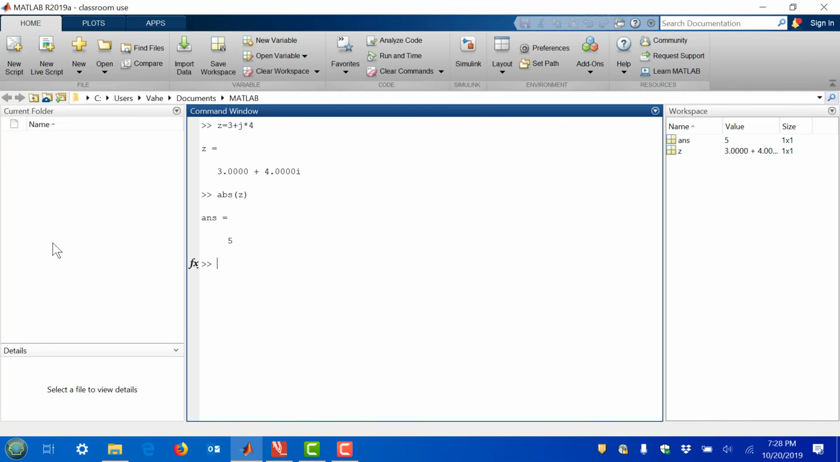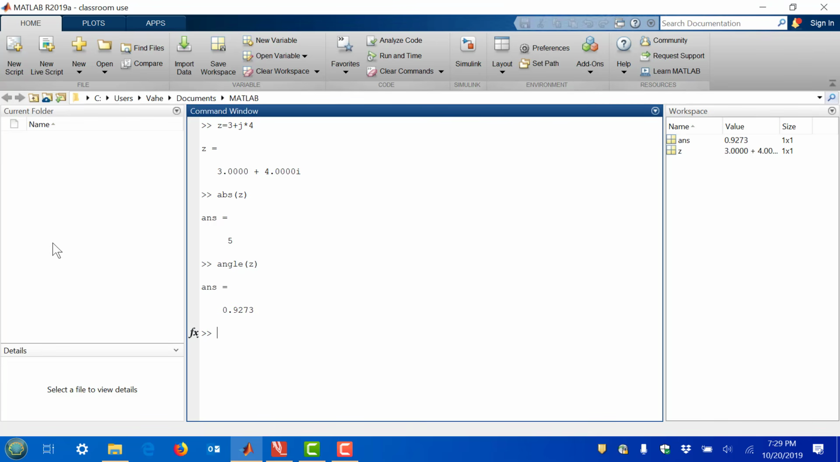On top of that, we can look at the phase or the angle, right? Angle of this complex number. So we can say angle of z, okay? And you'll get 0.9273. Notice that this angle is in radians.